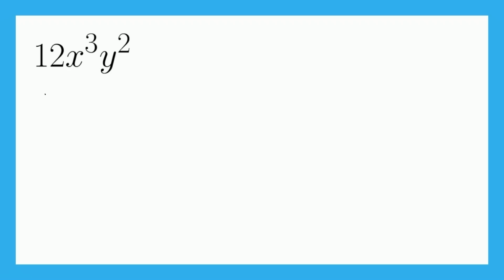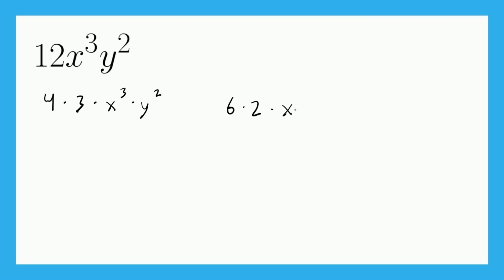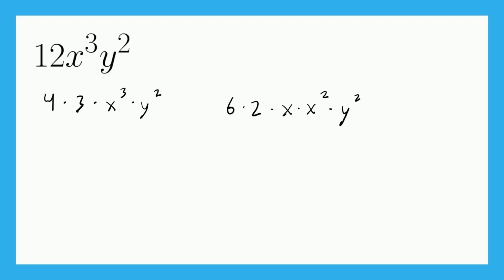So you could say something like 4 times 3 times x cubed times y squared. We know that this is a correct factorization of the original expression because 4 times 3 times x cubed times y squared is the original. Okay. We could also write something like 6 times 2 times x squared times y squared, and we still will have a correct factorization because all of these multiplied together will give us the original expression. Okay, let's do another factorization here.